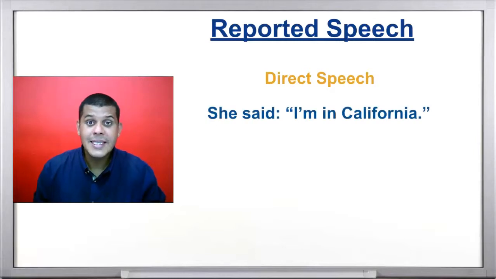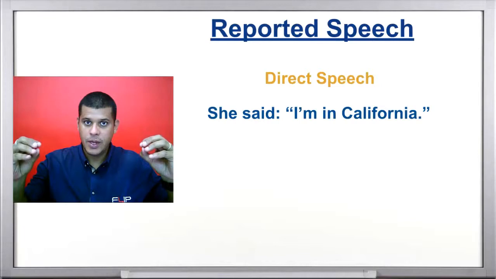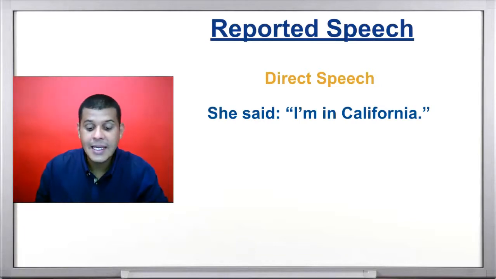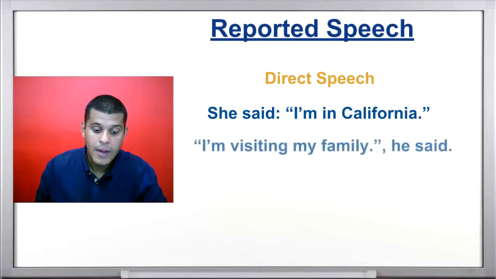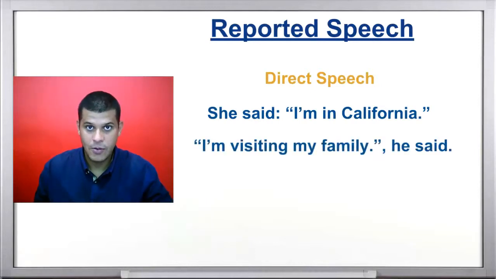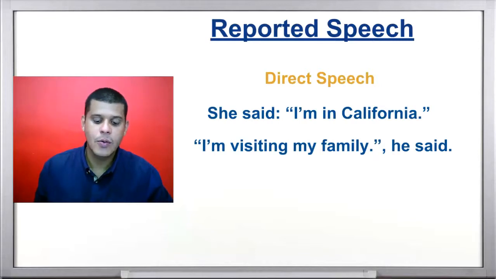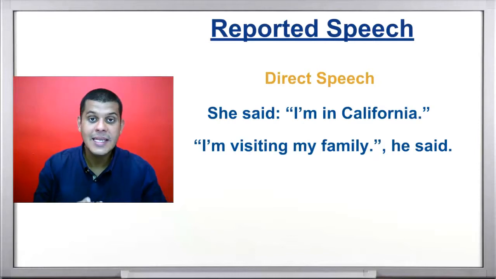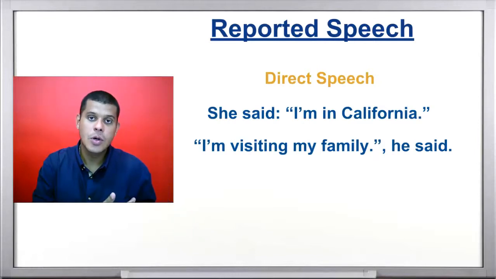First one, she said, "I'm in California." Attention to how we form the phrase, okay? To the way the sentence is formed. We have there: she said, "I'm in California." Or, "I'm visiting my family," he said, okay? So when I have these two cases, when I use a colon or quotation marks, I am using the exact words that the person used, okay?